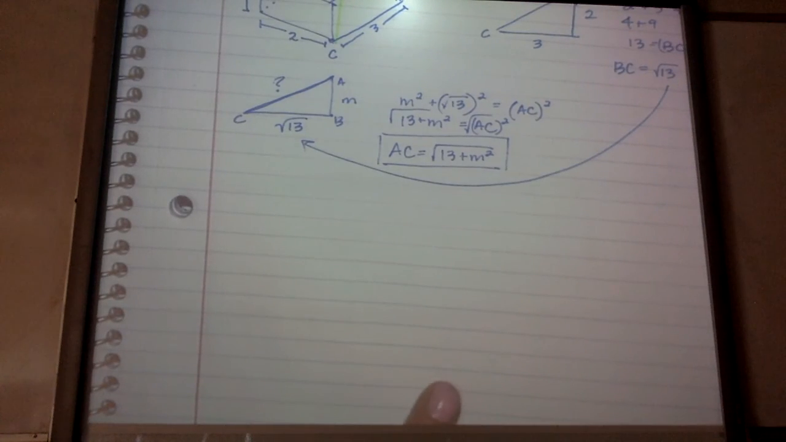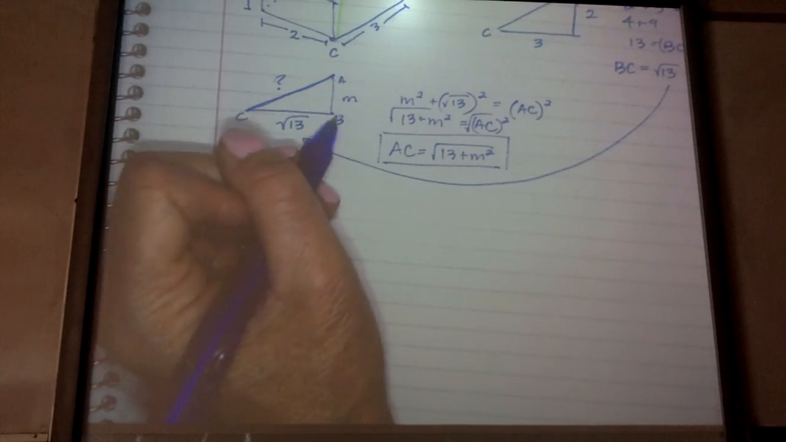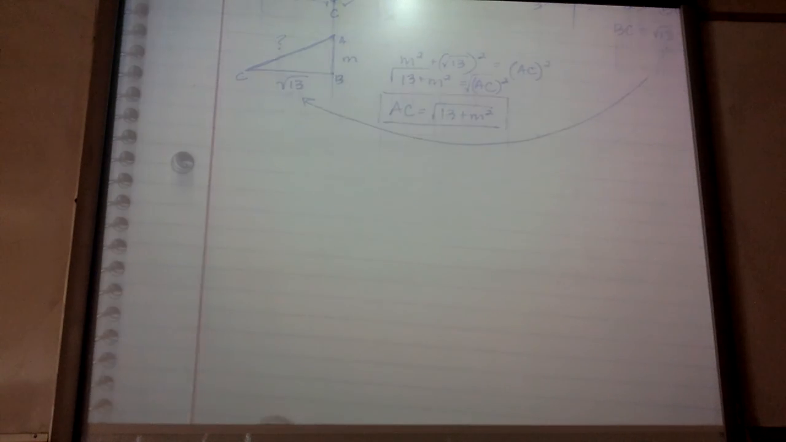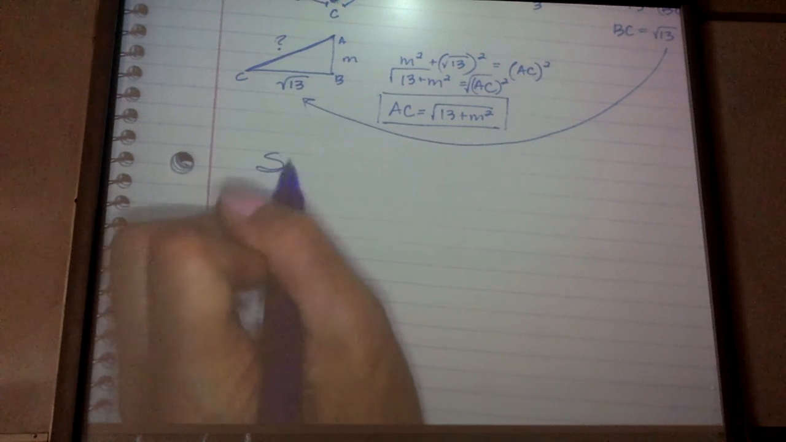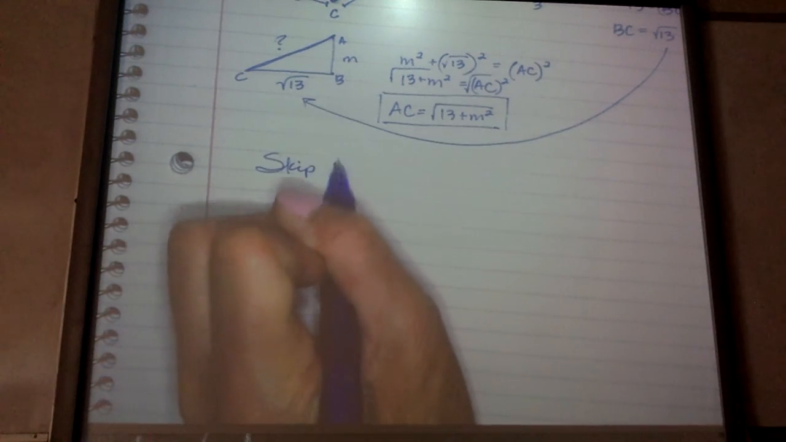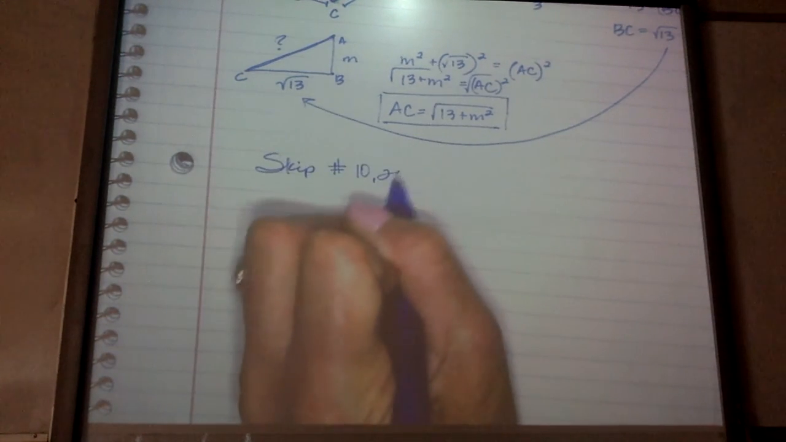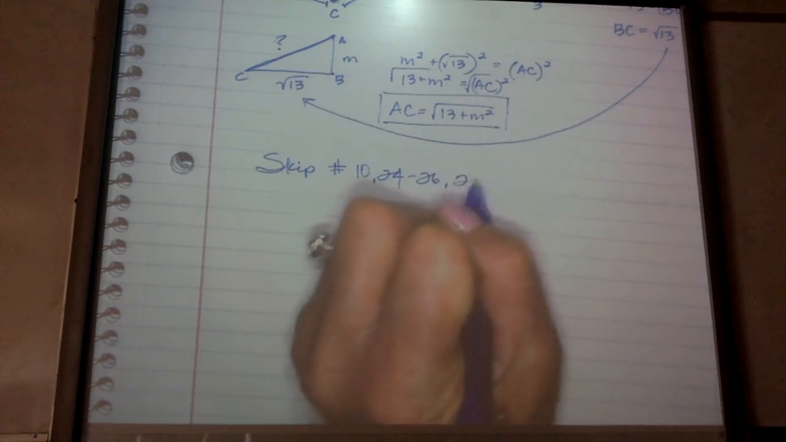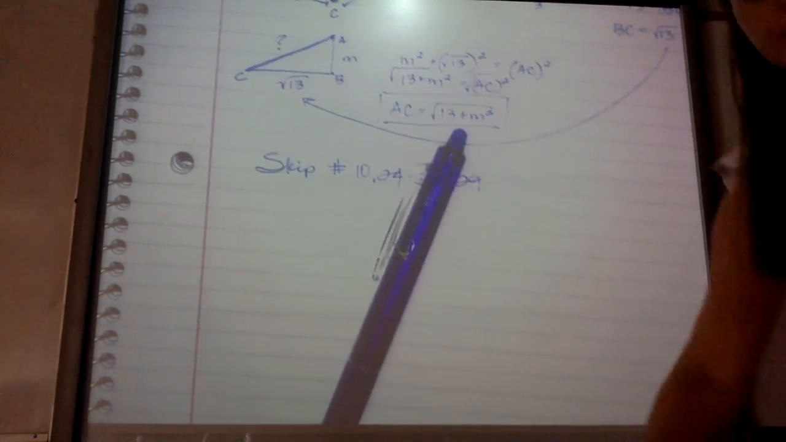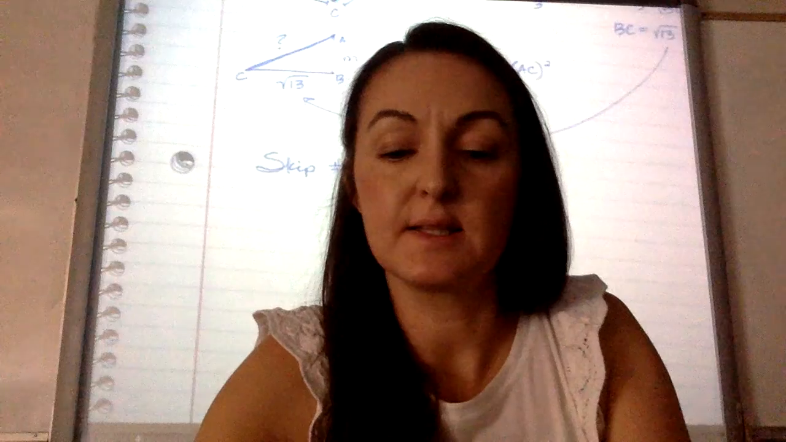So if you get a problem like this, please try to envision what they're asking for and write it down. So for this homework lesson, you're going to skip 10, 24 through 26, and 29. Thank you. See you guys later.